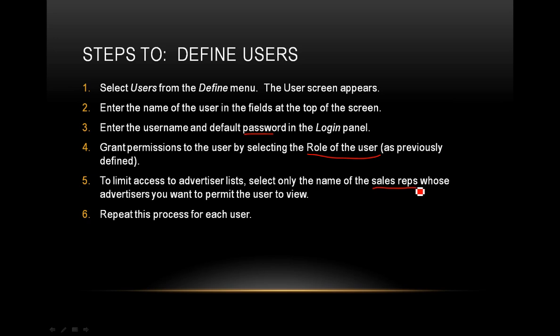To limit access to the advertiser list, you only want to select the sales reps that you want the user to have access to. If they're a bookkeeper, they might have access to all sales reps. If they're a sales manager, they might only have access to their own sales reps that they manage. If they're a sales rep themselves, they might only have access to their own accounts or to themselves as a sales rep.